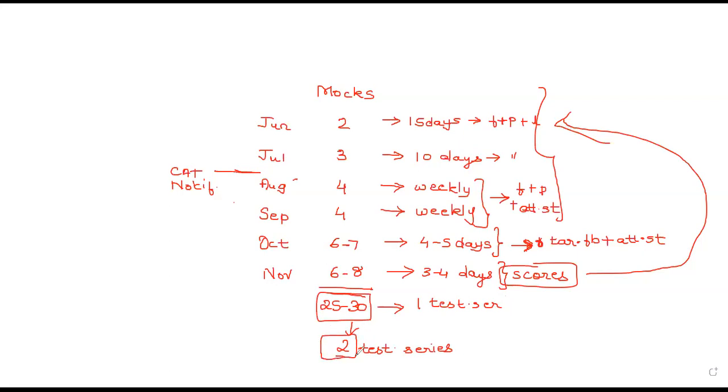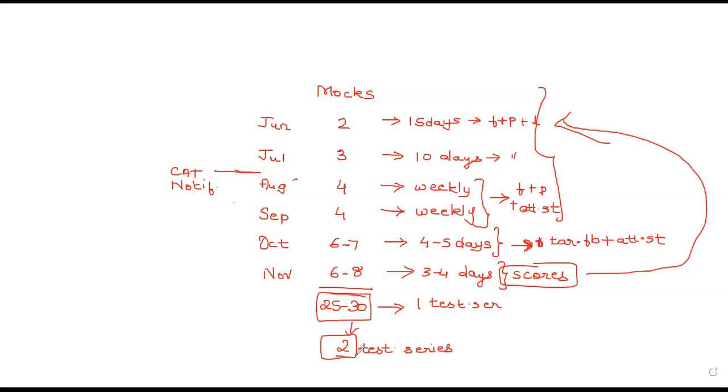Now, does that mean that you need to have 25 tests of one test series and 25 from somebody else? No. You can take anywhere close to 10 to 12 tests from one institute and 10 to 12 tests from the other institute. Why is that important? Because generally, when you take tests from any one institute, the pattern of the questions, the styling of the options, etc., starts following a very subtle pattern over a period of time.